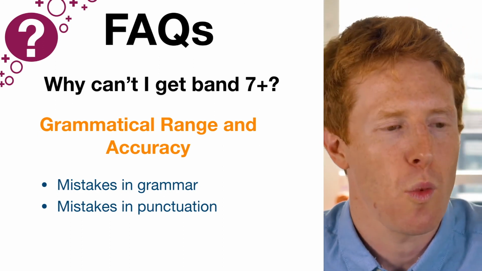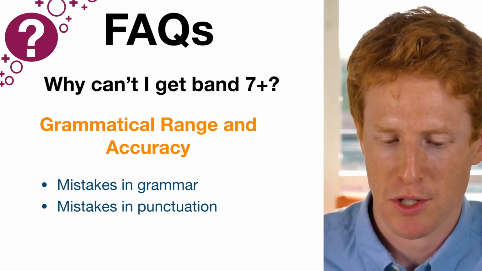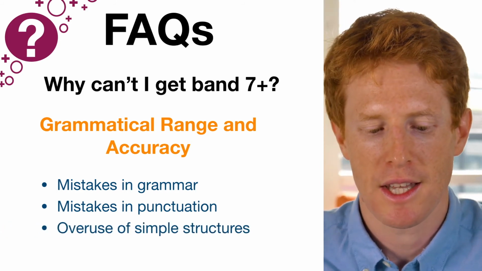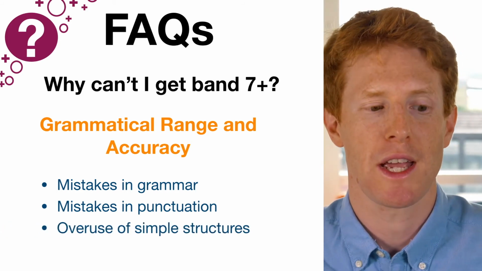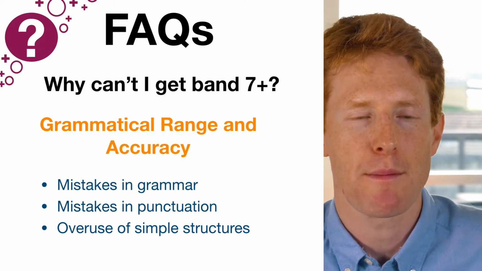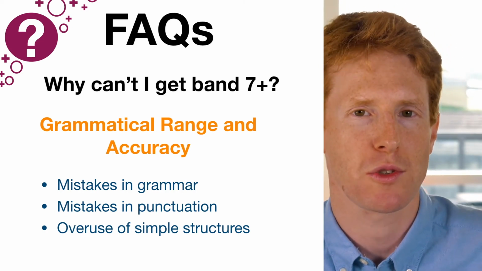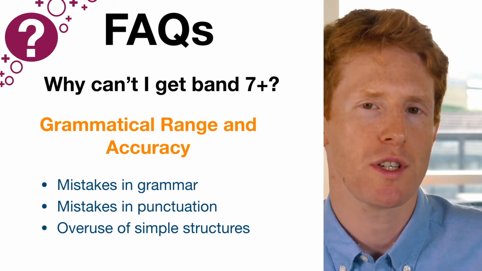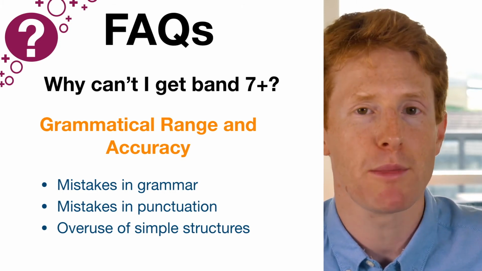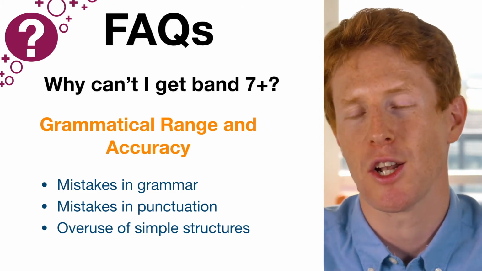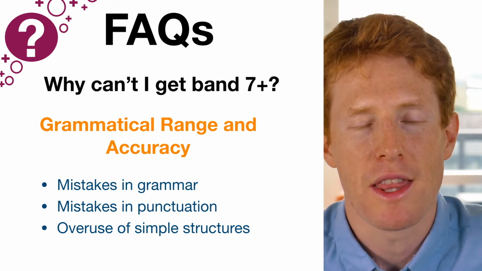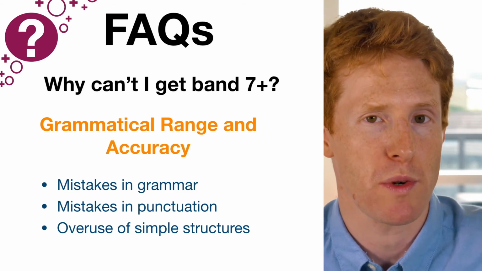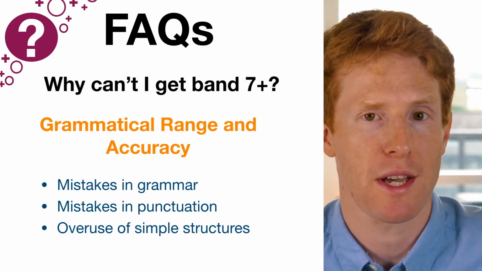There is another reason why students get a lower score for grammatical range and accuracy, and that is that they overuse simple structures. So in IELTS, the examiner likes to see a range of grammatical structures. If you're constantly using the same simple structures, you're going to get a lower score for grammatical range and accuracy. However, this isn't actually that common a reason why students don't get Band 7.